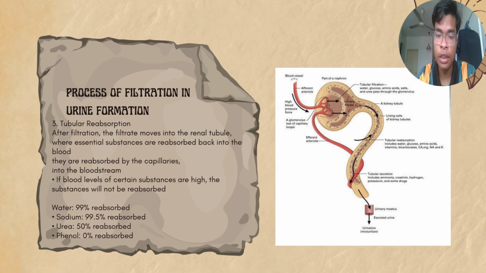A few examples of the substances that are reabsorbed are water, which is 99% reabsorbed, sodium, 99.5% reabsorbed, urea, 50% reabsorbed, and phenol, which is 0% reabsorbed.